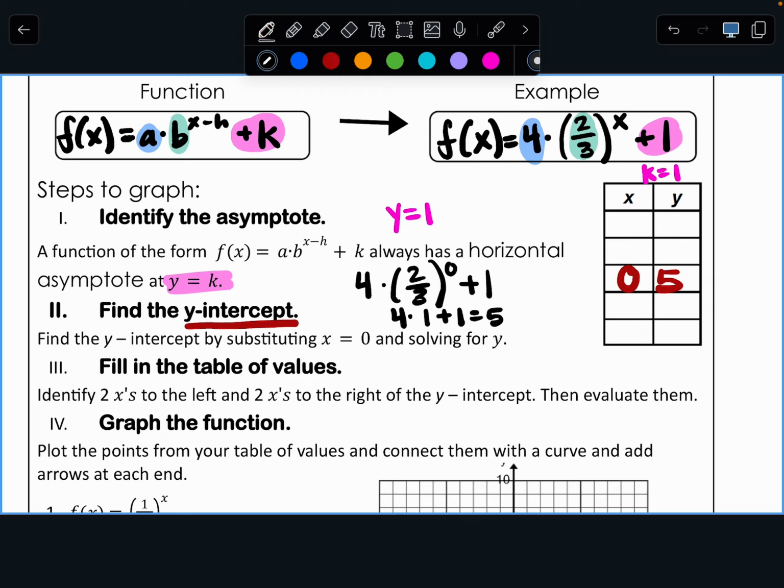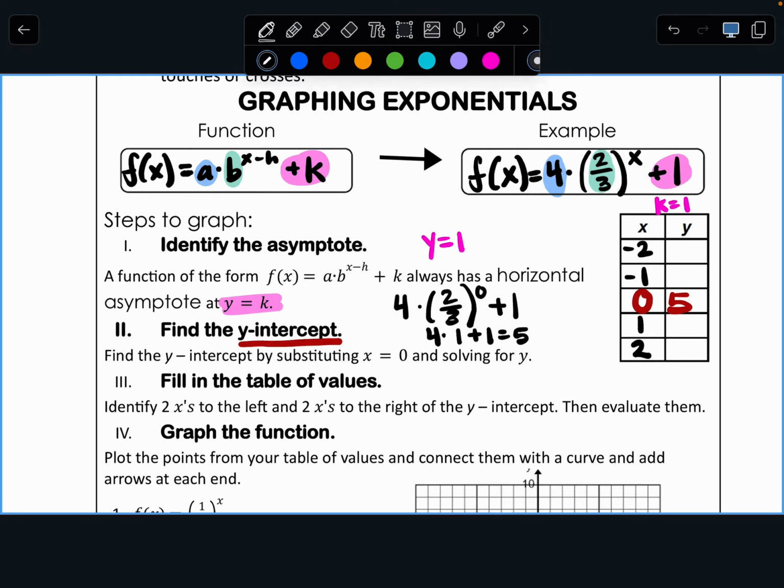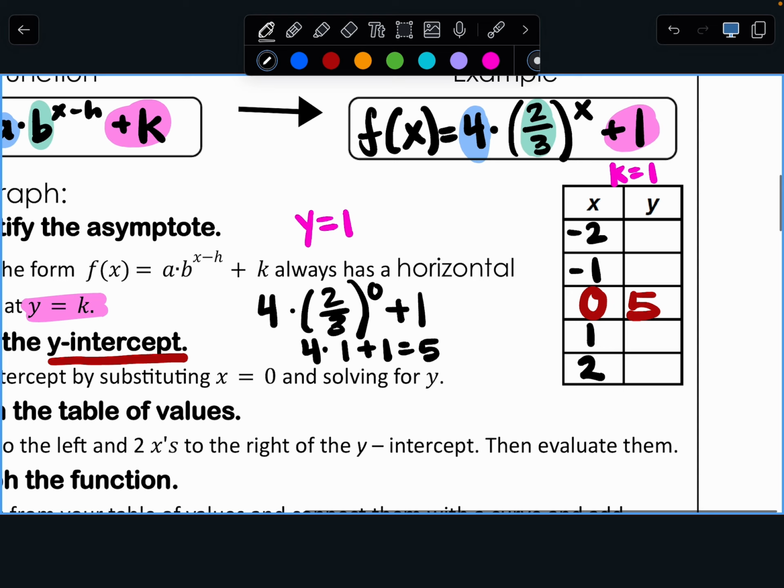And then you fill in the rest of the table with 2 x values to the left and 2 x values to the right. And then you'll plug in those values, just like you did with the 0, to fill in the rest of this table.